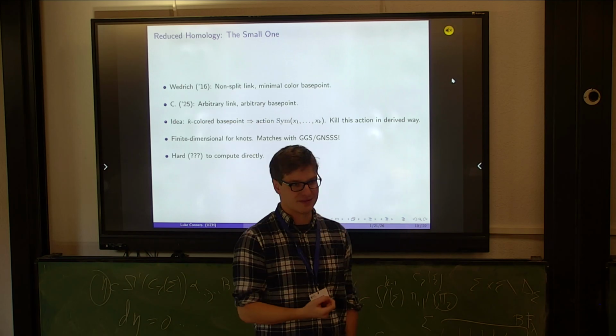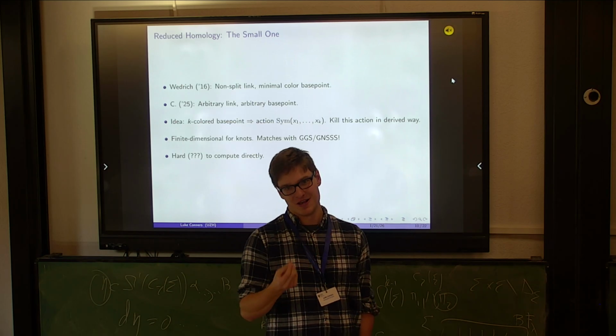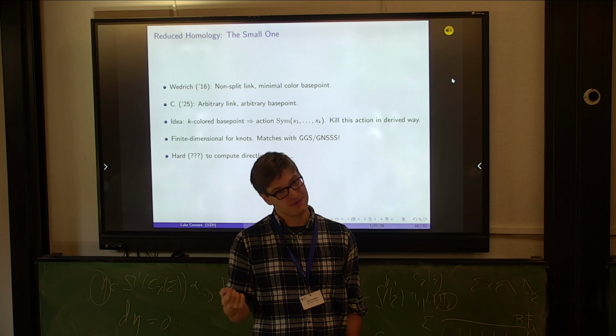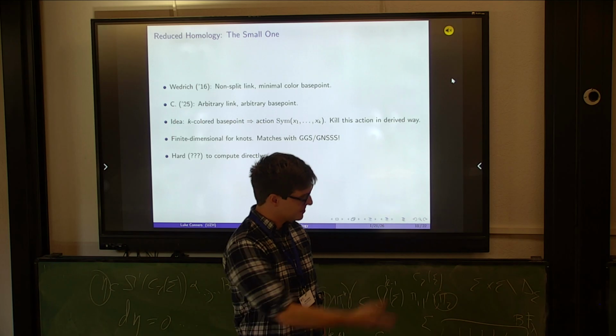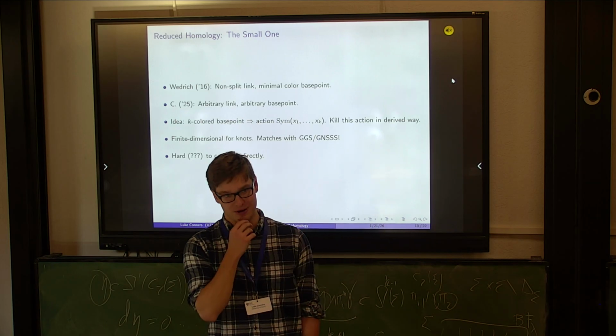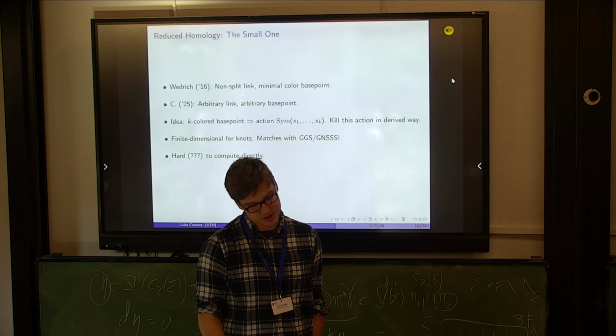I mean, everything here is finite dimensional. So if you're interested in this, I mean, there are programs which compute, say, uncolored HOMFLY-PT homology and Khovanov homology and Khovanov-Rozansky type sl_N homology. So this is an open problem: to write a corresponding program which computes this invariant for reduced homology directly.